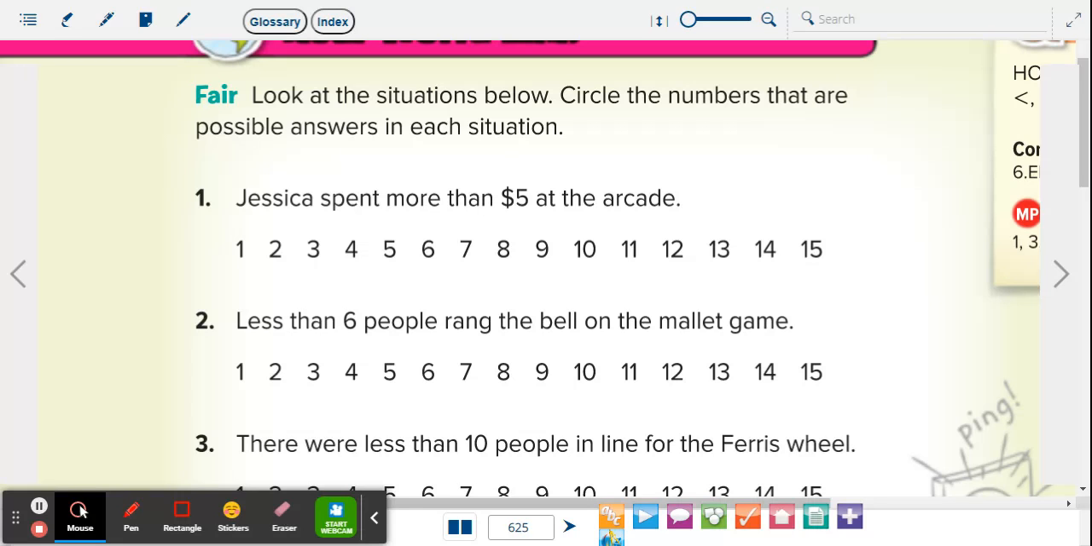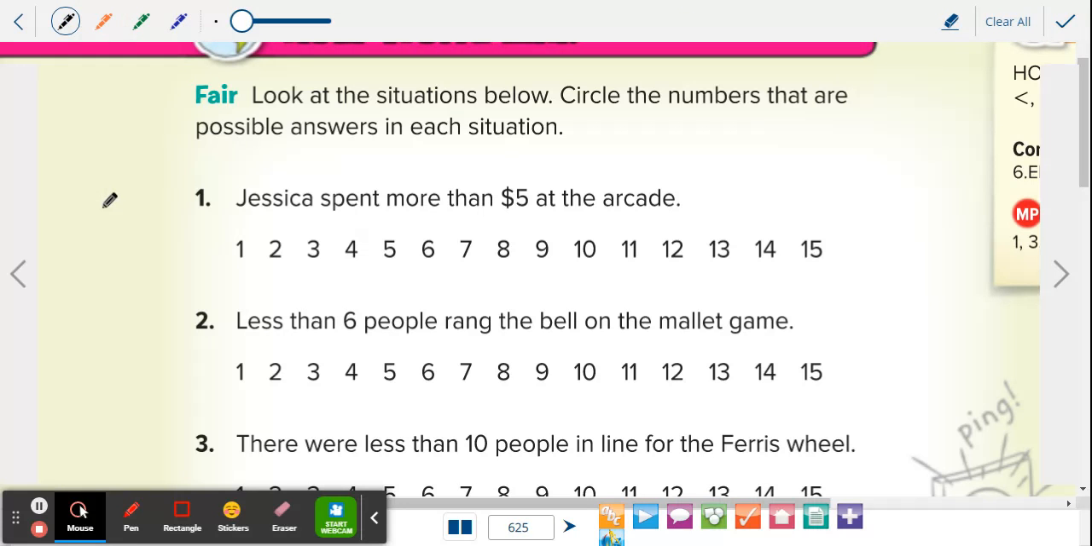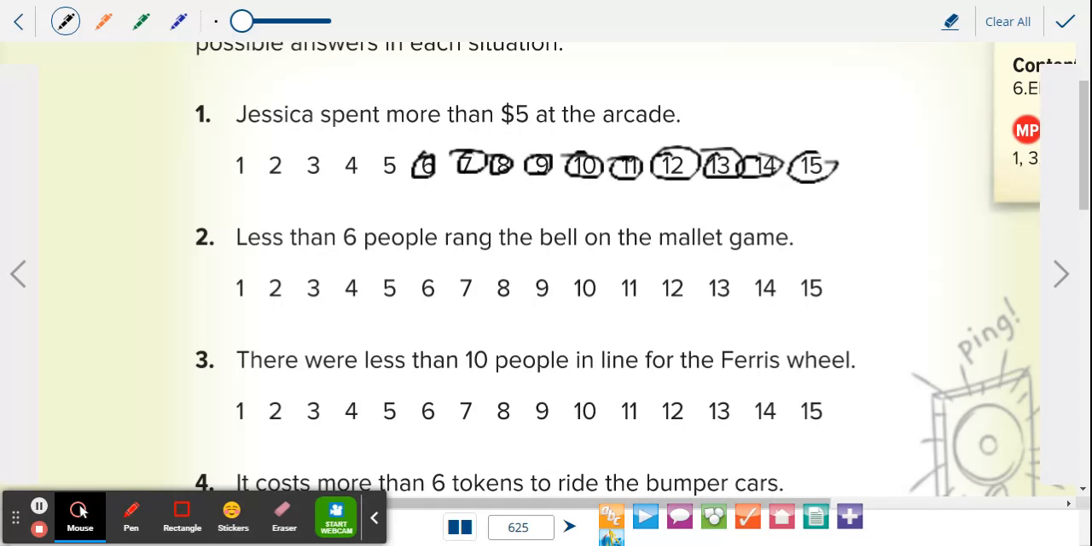Number one, Jessica spent more than $5 at the arcade. If it's more than $5, what numbers would we circle? 6 through 15. It's got to be more than 5, so it's all the numbers that are more than 5. That's how inequalities work. Number two, less than 6 people rang the bell on the mallet game. Which ones will we circle here? 1 through 5, because it's everything less than 6. 6 is not included because it can't be 6 and under.